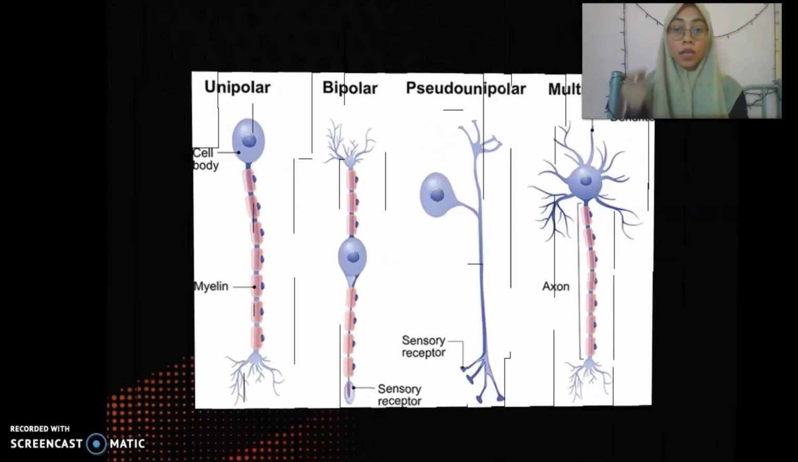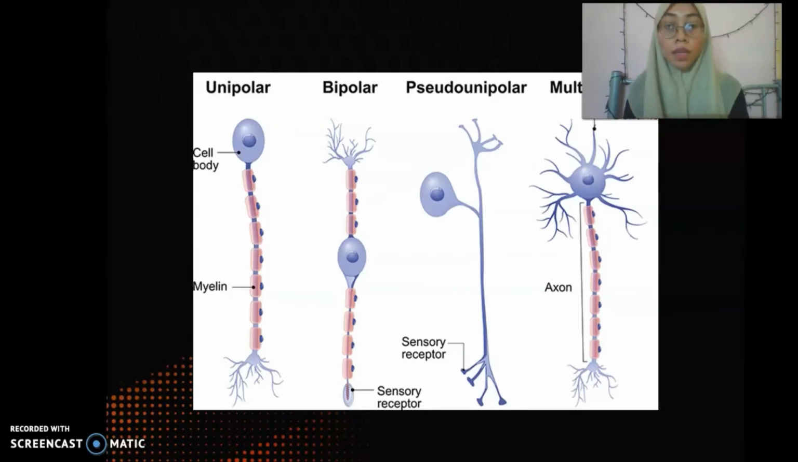Okay, this is the example diagram of the neuron, which has unipolar, bipolar, pseudounipolar, and multipolar. So as you see, the sensory neuron is pseudounipolar, and has a sensory receptor, and the motor neuron and interneuron are multipolar, which means they have one axon and several dendrites.